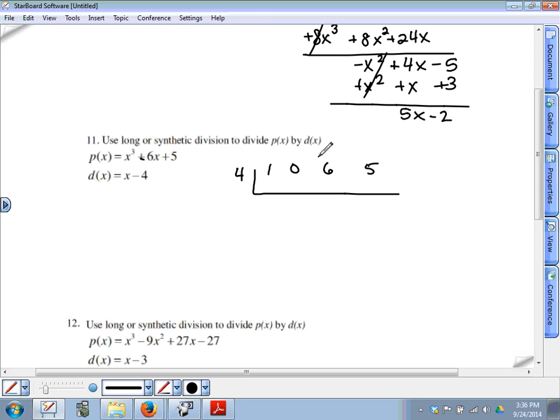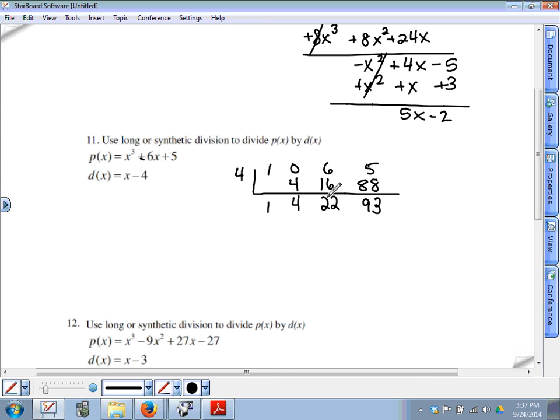Okay, and the algorithm is much different than the algorithm for long division. Okay, this 1 drops down. You multiply numbers on the outside. 1 times 4 is 4. Add the 0 and the 4. 4 times 4 is 16. Add the 6 and the 16 to get 22. 4 times 22 is 88. Add the 88 to the 5 and you get 93.